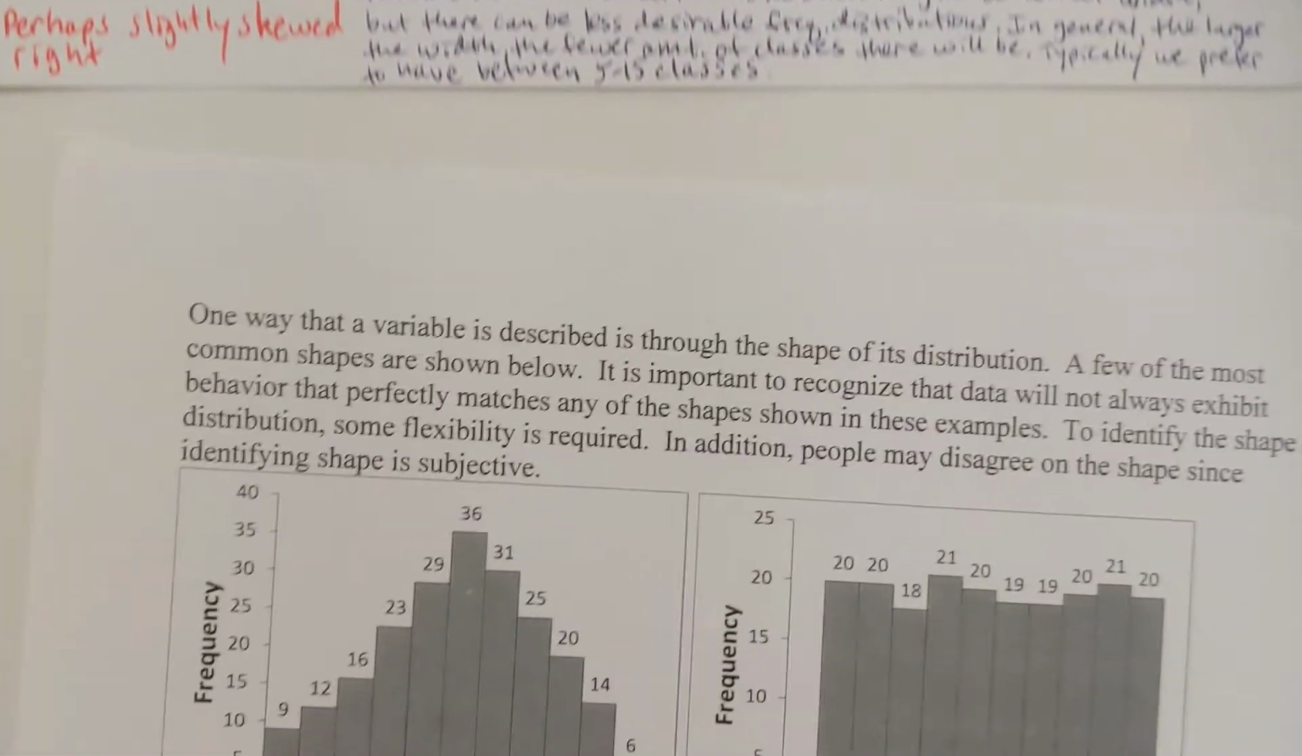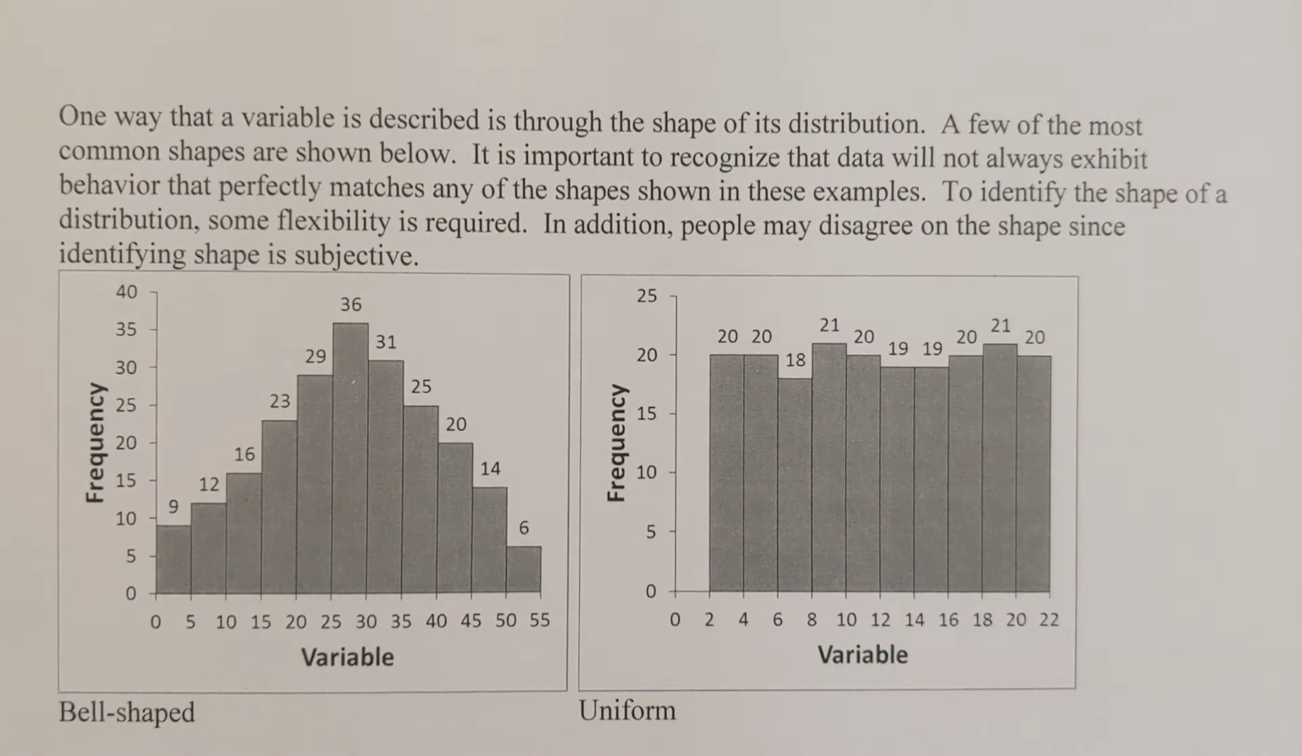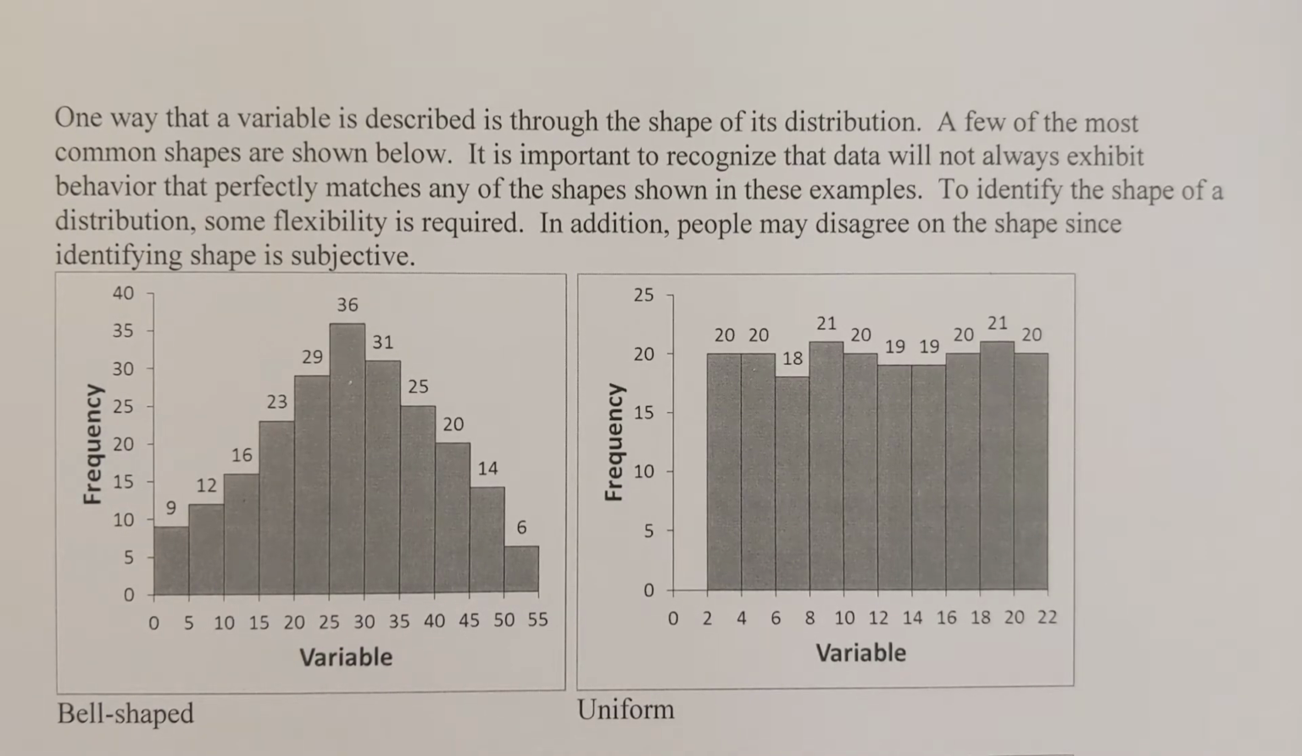Okay, so here's the next page. It says one way that a variable is described is through the shape of its distribution. A few of the most common shapes are shown below. It's important to recognize that the data will not always exhibit behavior that perfectly matches any of these shapes. They're just ways that we can identify the graph. But identifying the shape of a distribution requires some flexibility, okay? And in addition, some people may disagree on the shape, since identifying shape is really a subjective thing.